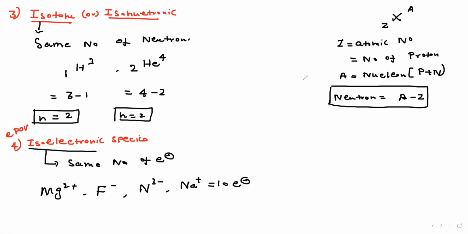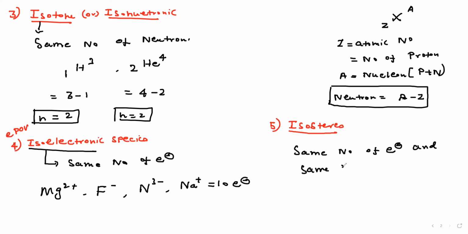And the fifth one is very important. What is isostar? Please note. Isostar means same number of electrons and same atomicity. What is atomicity? The number of atoms in the molecule.